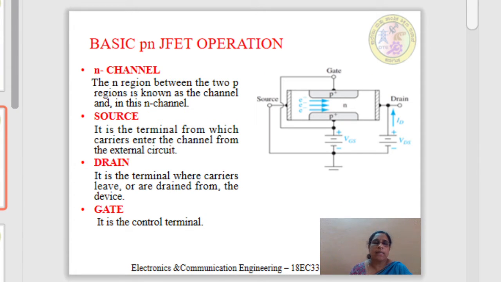Okay, now let us see what is this basic PN JFET operation. Here you can see that the picture shows a cross-sectional view of the junction field effect transistor. It has three terminals: source, gate, and the drain. Okay, these are the three terminals.